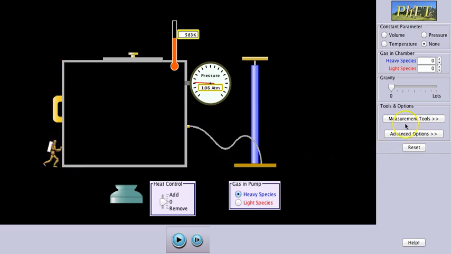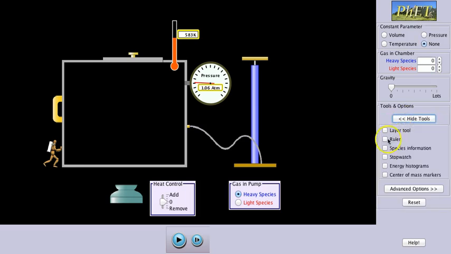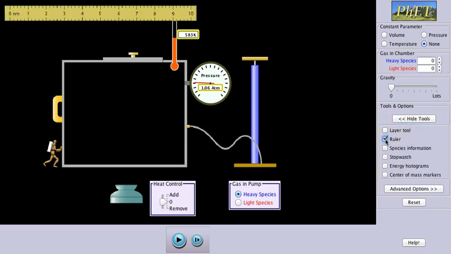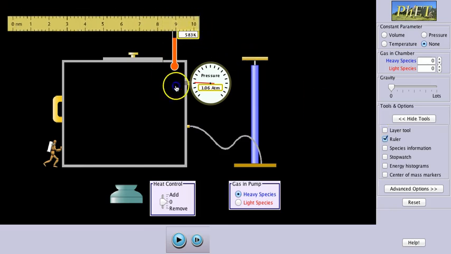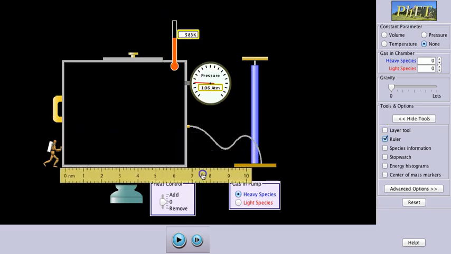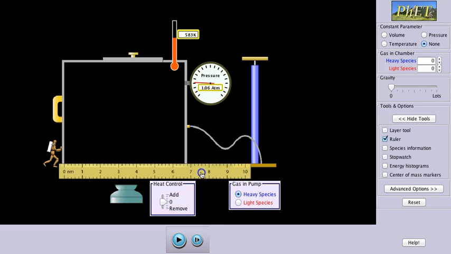So let's now add a ruler. We will be using this to approximate volume. Right now, we can see that the ruler is giving us a measurement of 6.6 nanometers. We will record that in our data table as 6.6 liters.